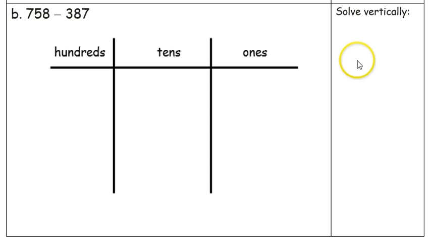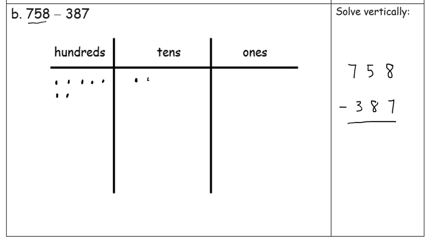I'm going to write that problem off to the right in the vertical format. So I have 758 minus 387. The next step is to take the first number and show it on the place value chart using place value discs. So I need 7 hundreds, 5 tens, and 8 ones.